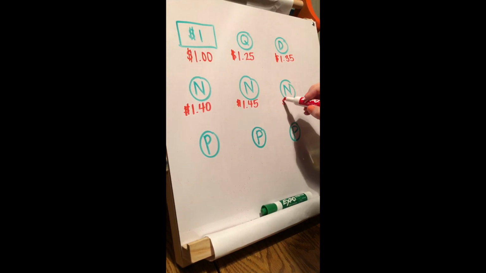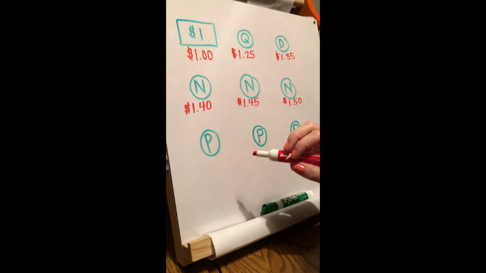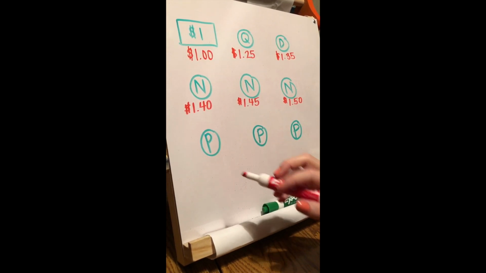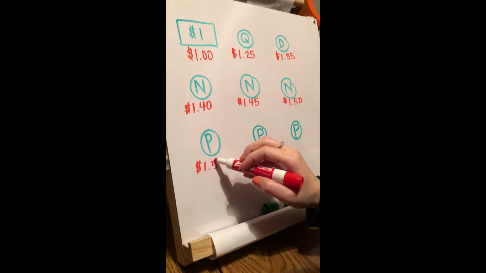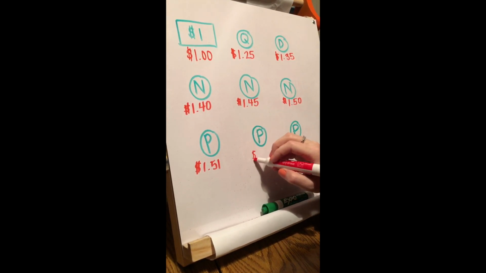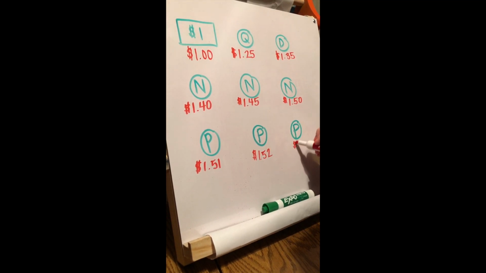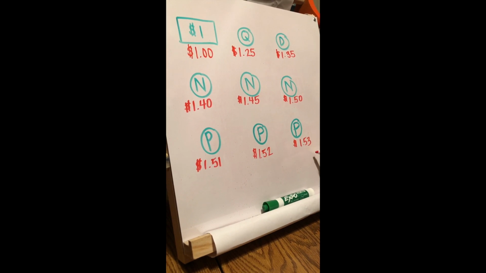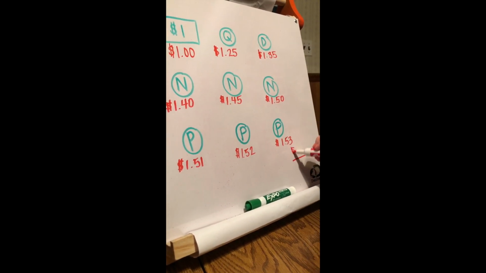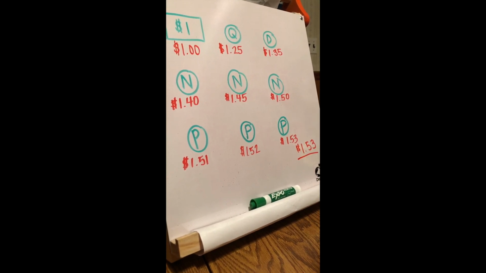$1.45, $1.50. And our last 3 coins are all pennies, so we know that we will just count by ones. So we have $1.51, $1.52, and $1.53. So your total amount of money is $1.53. Have fun counting money.